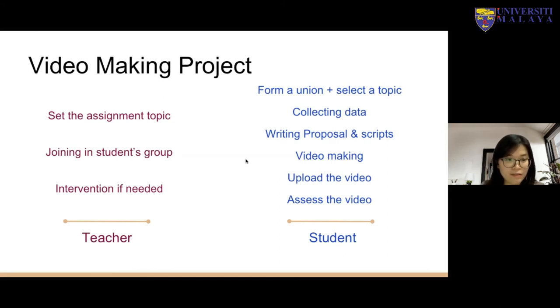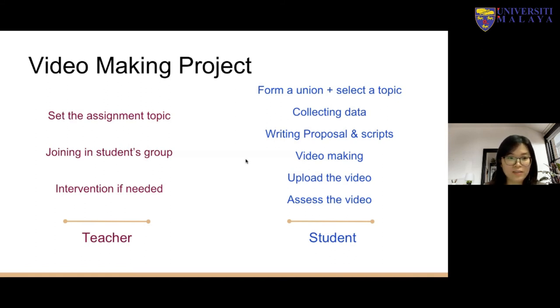We join in their Google Docs. We will discuss with them. Sometimes if they need help, we might offer some help. We will also point out if they are missing some important part or incomplete part. And oh yeah, we have set the rubrics as well.